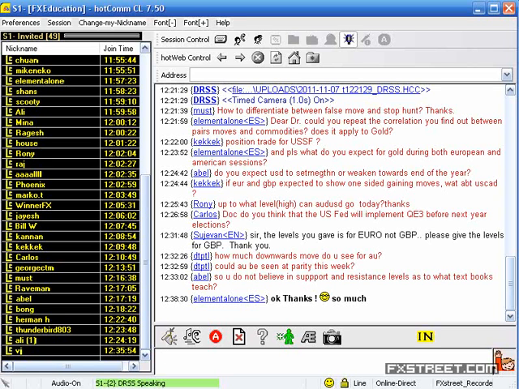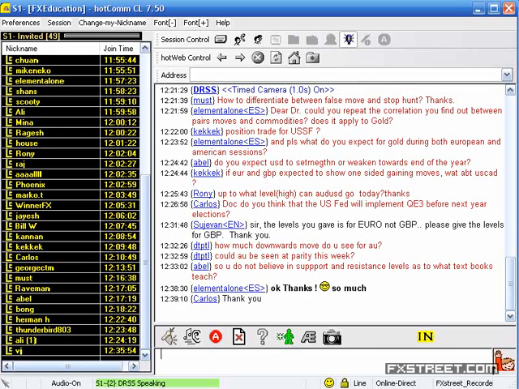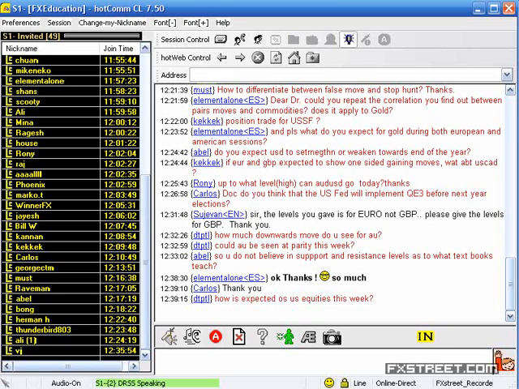And it may go wrong also. So it is only my view. That's what I can tell you. So Javan, the levels you gave were for euro, not GBP. Please give the levels for GBP.